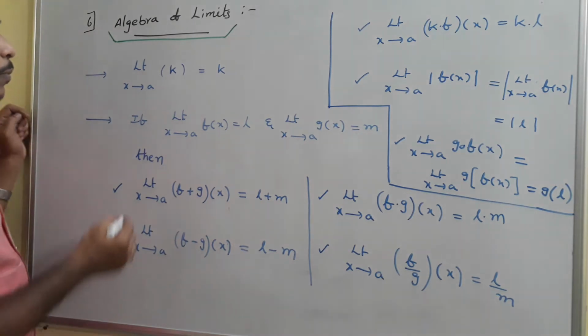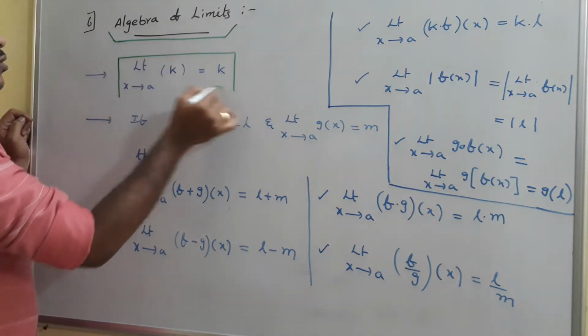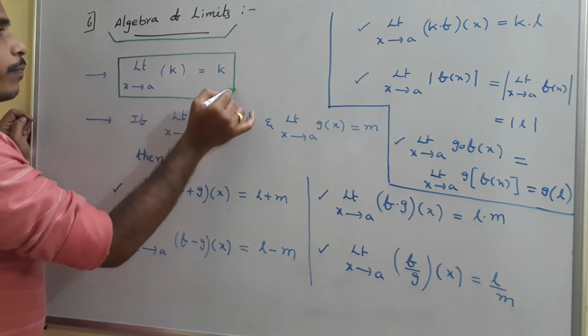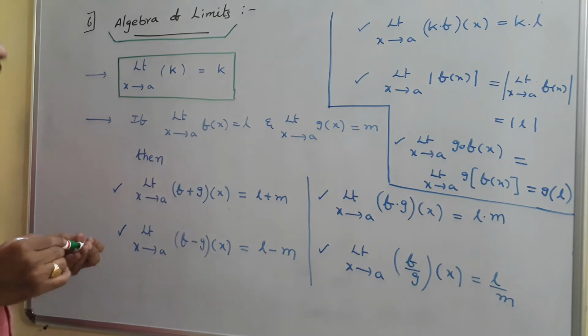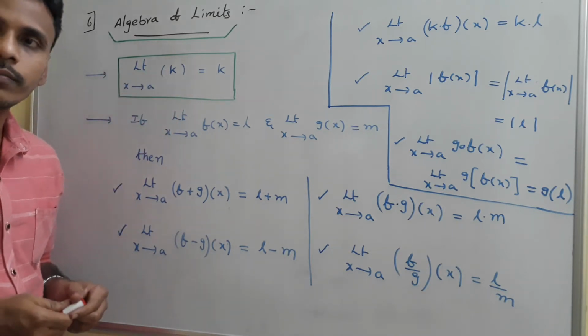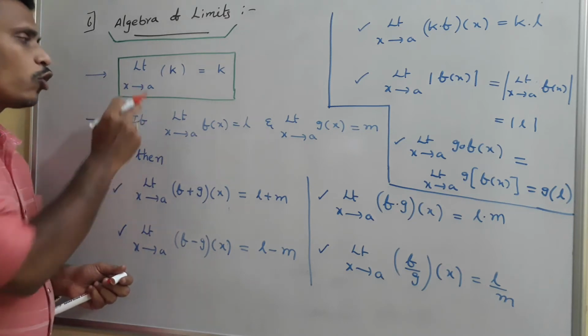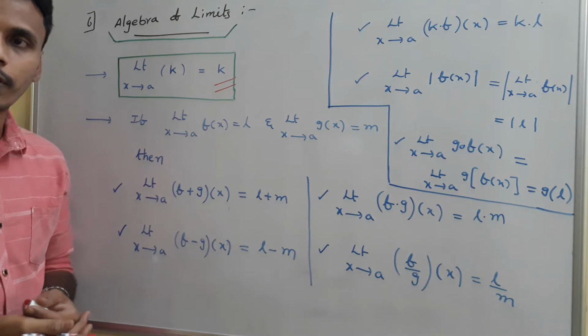That is, suppose limit x tends to a of k, where k is a constant. Since k is a constant, no x is involved here, and x tending to a will not affect this k, so directly you will get your answer as k.